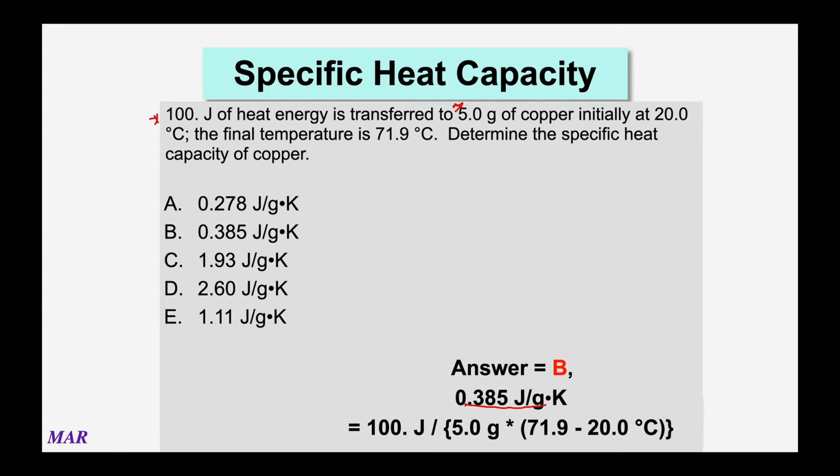If you got 0.385, you are good to go. Heat capacities are always positive numbers. So in case you ever do get a negative heat capacity, just make it positive, because a negative heat capacity would imply that as you add energy, the temperature would go down, and that just doesn't happen. So heat capacities must be positive.